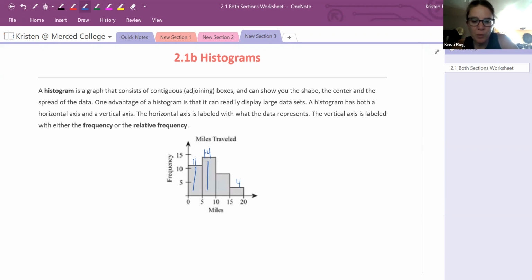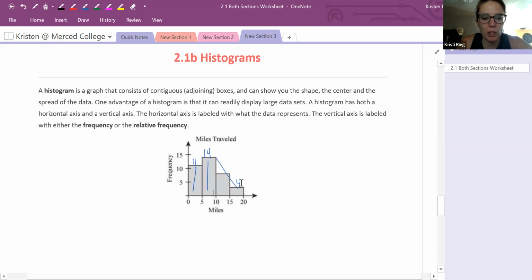But I can see from this picture that there's a pretty big drop off right there. So it just helps me tell more stuff about the picture. We're going to interpret these later. I'm just talking about the basics right now.